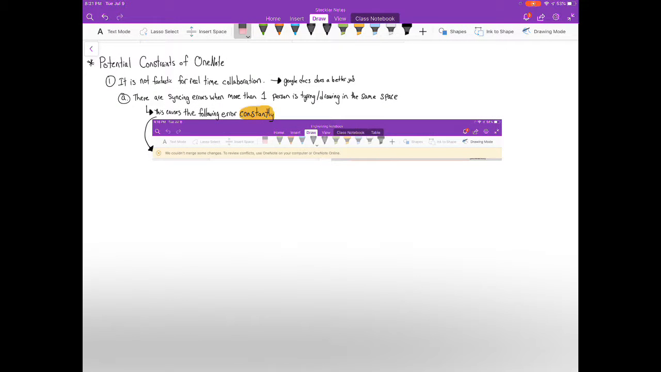One of the potential constraints of OneNote is that it's not great for real-time collaboration. Google Docs does a way better job when multiple people are working at the same time. The reason is that there are constantly these syncing errors that you see over here when more than one person is typing in the same space, because everything is being backed up onto a server and it has to communicate with the server, which constantly forces this error to occur. So it's not the best for real-time collaboration, but it's fantastic for organization.